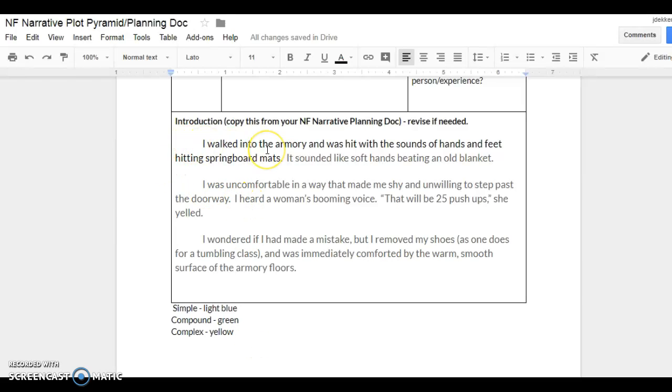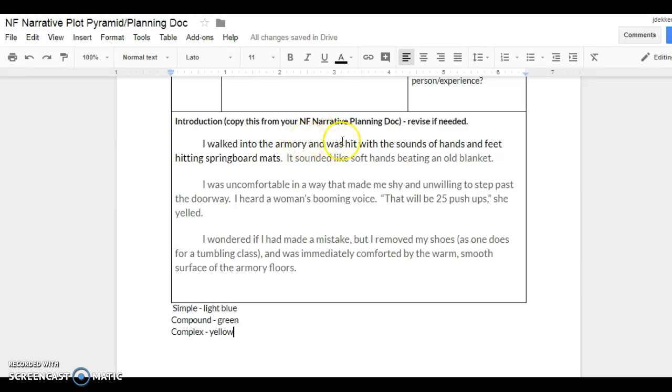So I walked into the armory and was hit with the sounds of hands and feet hitting springboard mats. So I can see here, I walked into the armory is an independent clause. So I know for sure that it has one independent clause, which they all have. But now there's additional words in this sentence, so I know it's got to be between a compound and a complex sentence. So, and was hit with the sounds of hands and feet hitting springboard mats.